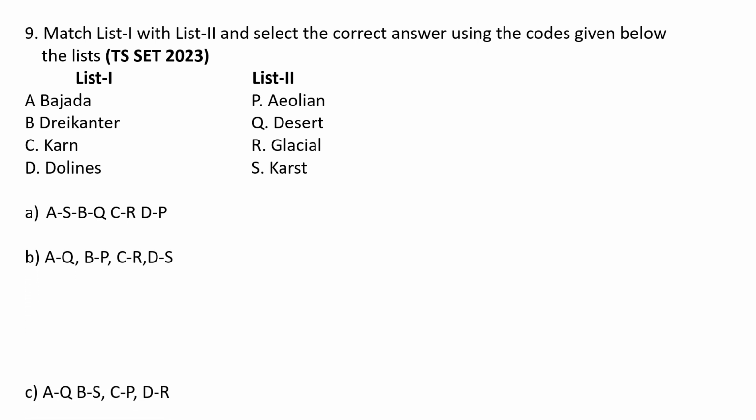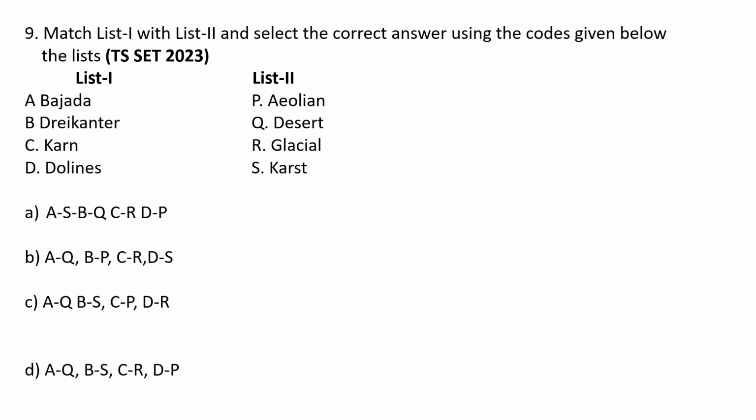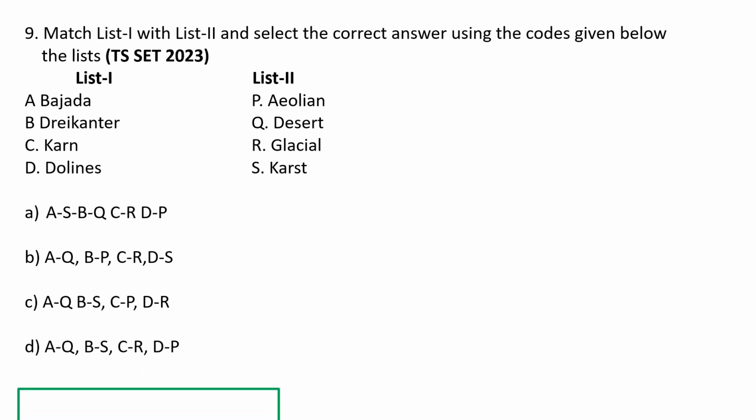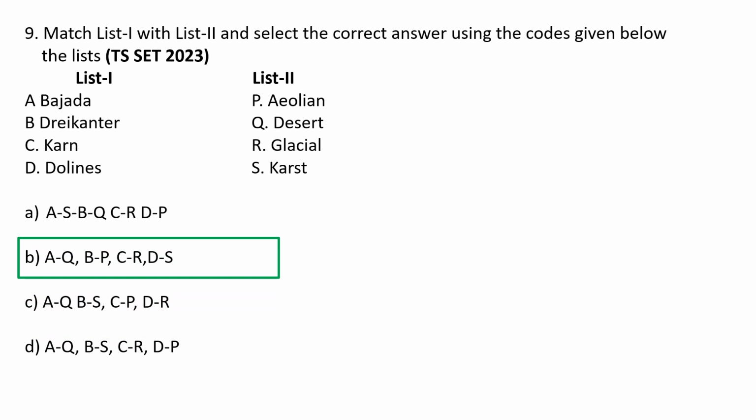So the choices are A-S, B-Q, C-R, D-P; B, A-Q, B-P, C-R, D-S; C, A-Q, B-S, C-P, D-R; and D, A-Q, B-S, C-R, D-P. So the correct option is AQ, BP, CR, and DS.